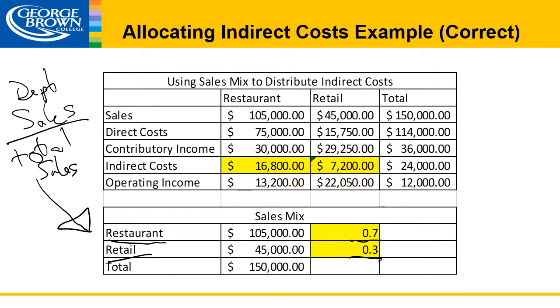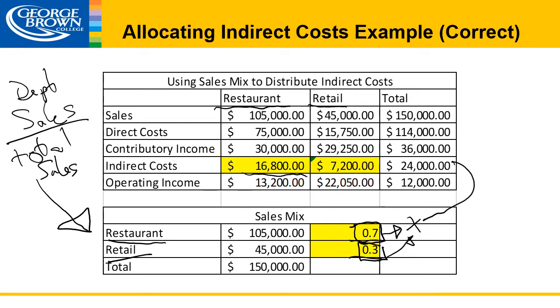What this also means is that we can allocate 70% of our fixed or indirect costs to our restaurant, and 30% of our indirect costs to our retail. Okay, how we do that is we multiply the amount of the total indirect costs by the sales mix percentage, and it will give us the allocation of the indirect costs or expenses based on that sales mix percentage. Okay.